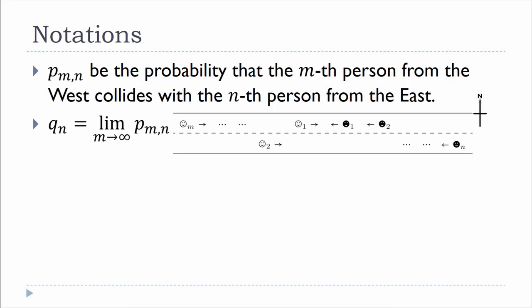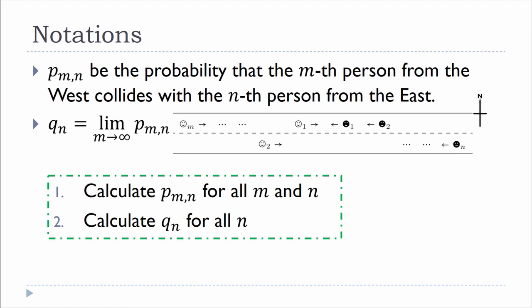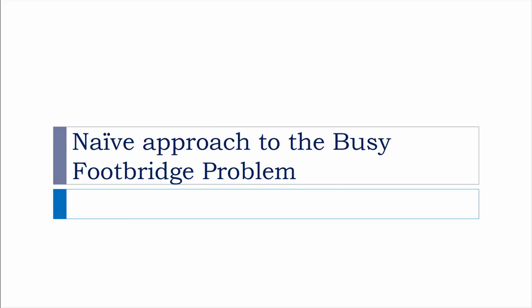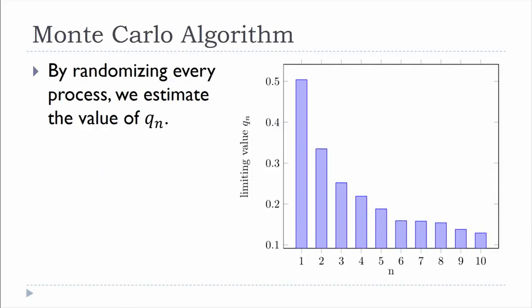We first introduce some notation. We let P_MN be the probability that the M-th person from the west collides with the N-th person from the east, and we let Q_N be the limiting value of P_MN. In our paper, we are going to calculate P_MN for all M and N, and calculate Q_N for all N. We first attack the problem with a Monte Carlo algorithm. We randomize every process and estimate the numerical value of Q_N. We could see that Q_N has a decreasing trend.